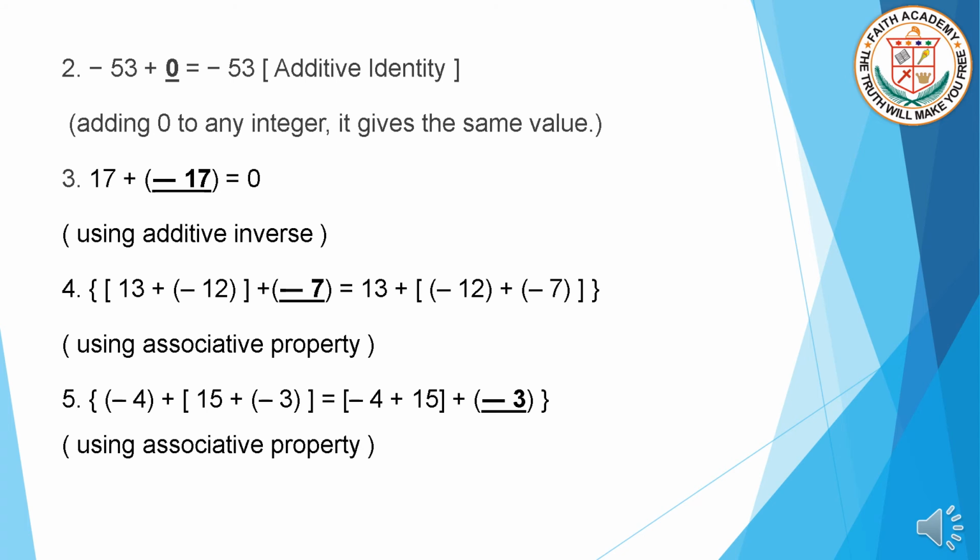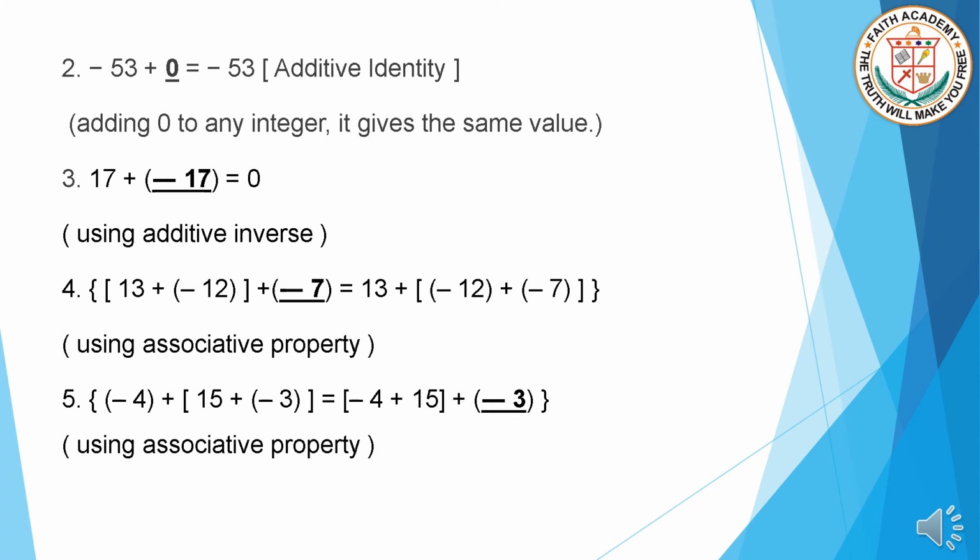13 added to minus 12 plus dash is equal to 13 plus minus 12 plus minus 7. As you can see here, we are using the associative property. So again, by using the associative property, we can say that the blank space should be filled with -7.